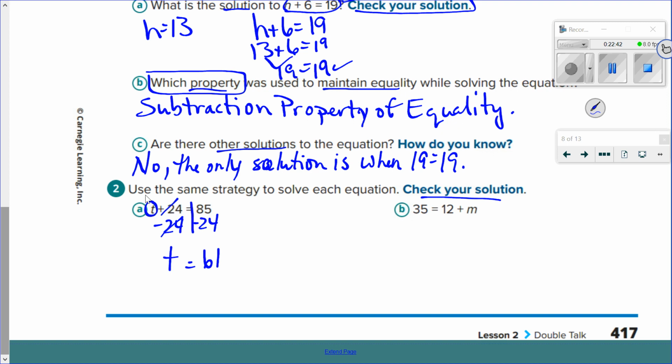It also said to check our solution. So I now take my solution. 61 plus 24 equals 85. 85 equals 85. Check.